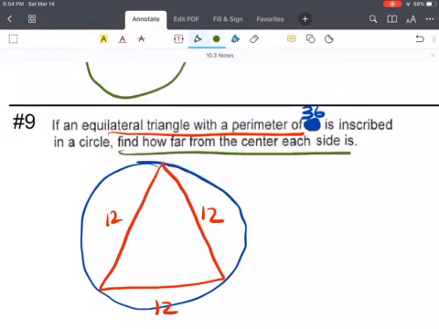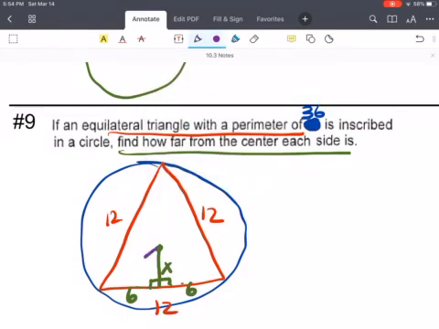How far from the center is each side? We don't have to do all of them, we'll just do one of them. Again, center to a chord. This is a chord at the bottom. So if it is perpendicular, it will bisect it to 6 and 6. And we are looking for how long that side is.